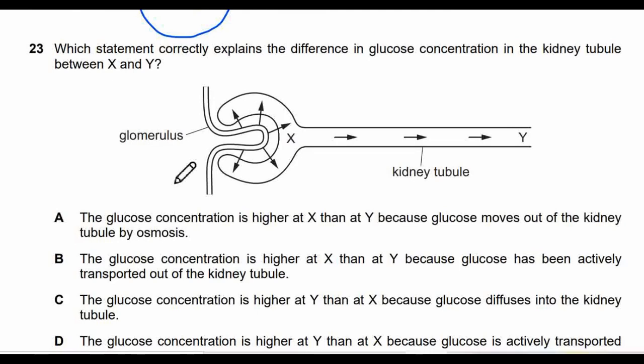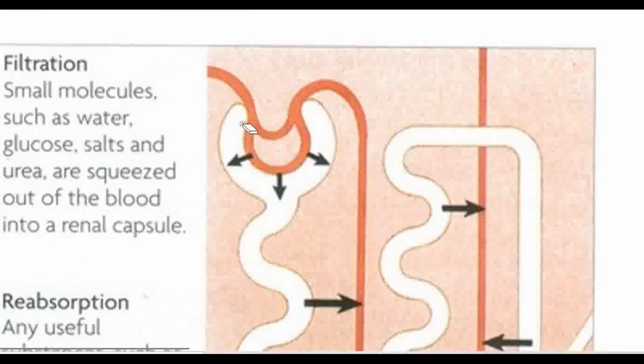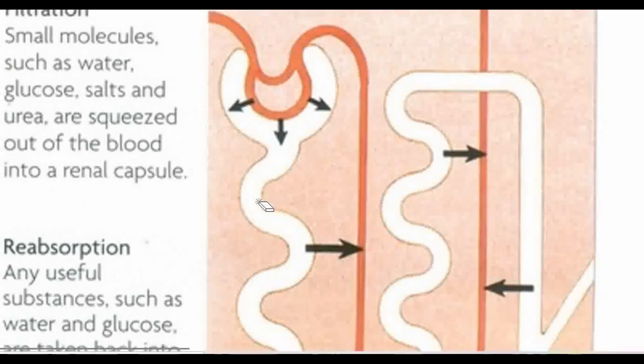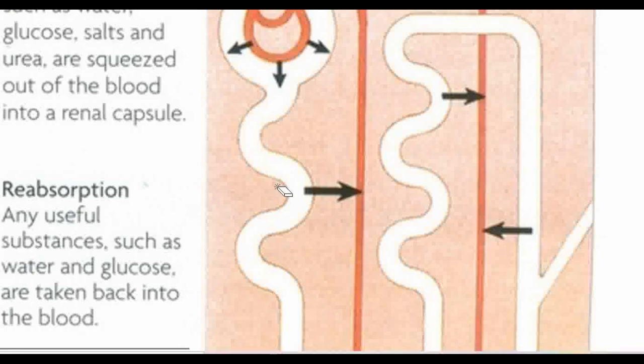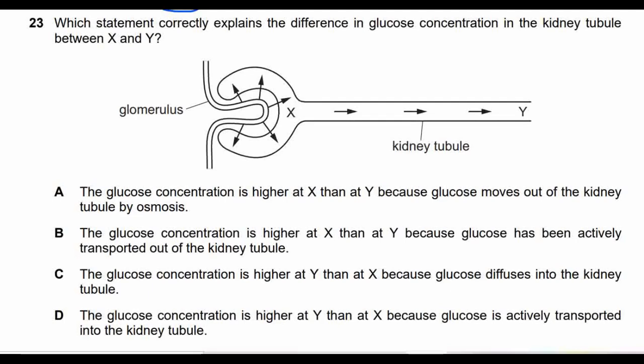Question 23. Which statement correctly explains the difference in glucose concentration in the kidney tubule between X and Y? So from the glomerulus, small molecules such as glucose, salt, and urea are squeezed out of the blood into the Bowman capsule. But further along, there is reabsorption of substances such as glucose back to the blood.